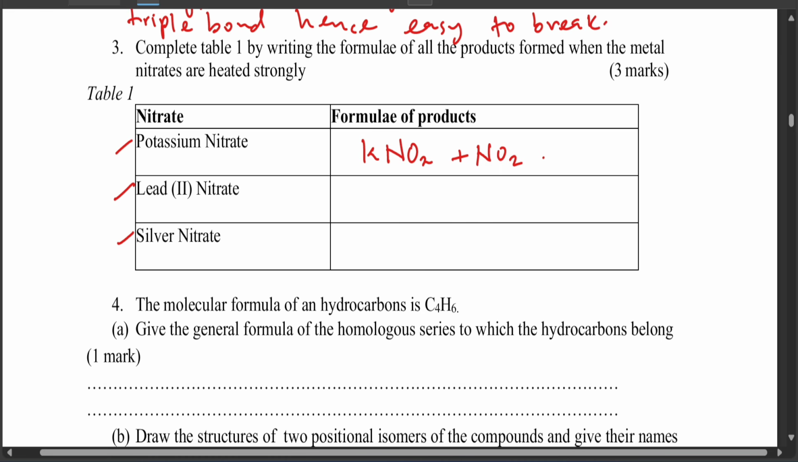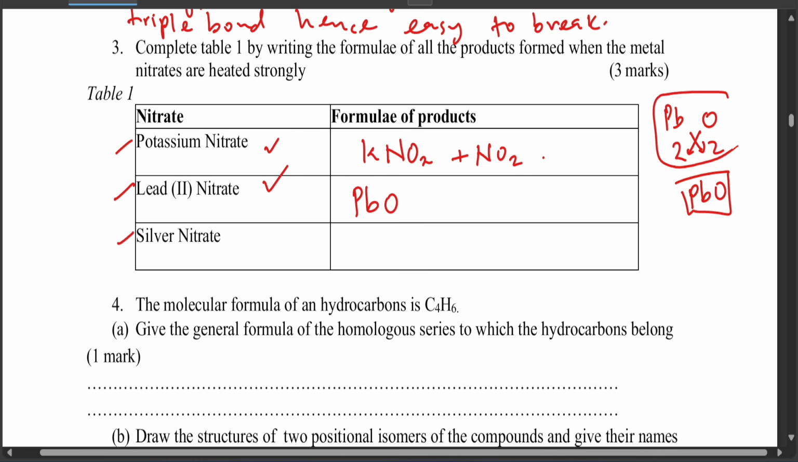So it should be in chemical symbols. The other one is lead nitrate. Now, if you heat lead nitrate, it doesn't give you lead nitrite, but instead it gives you lead oxide. And remember that lead has a valency of 2. Oxygen also has a valency. When they interchange, they just give you lead oxide like this.